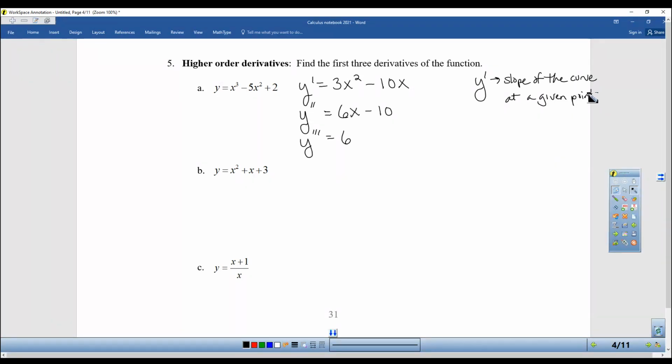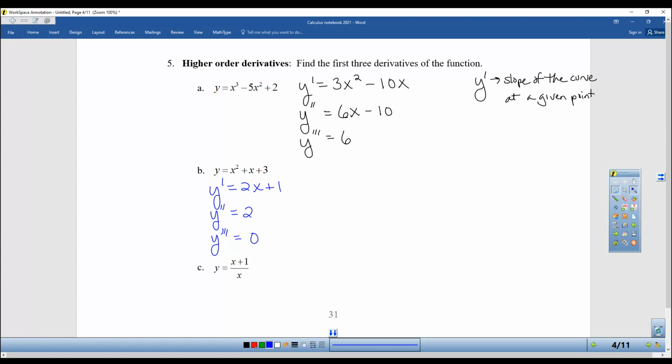Eventually, you'll have to know what the second derivative means and the third derivative means. But for right now, I just want you to see that you can keep doing them. Y prime is equal to 2x plus 1. If I take the derivative again, I'm just looking at this function now, and I get 2. And then when I do the third derivative, I just get 0.